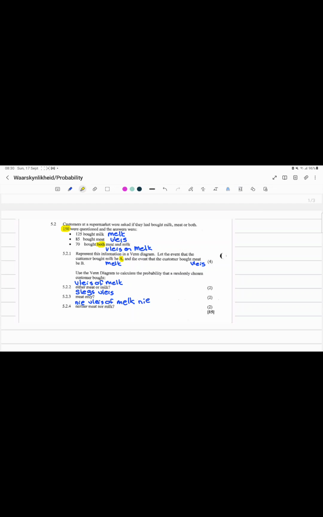Dan vra hulle by 5.2.1 vir jou, represent the information in a Venn diagram, so vat die boonstaande inligting en stel dit voor in 'n Venn diagram. Laat event A, gebeurtenis A, melk wees, okay, so ons gebeurtenis A gaan die melk wees, en dan laat gebeurtenis B die aantal vleis wees, hoeveel mense het vleis gekoop. So dit beteken, my derde punt, daai wat sê 70 het beide gekoop, sal wees, wat is die waarskynlikheid van A en B.